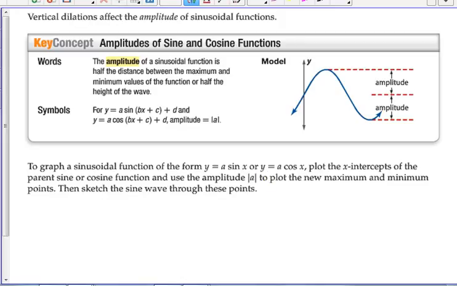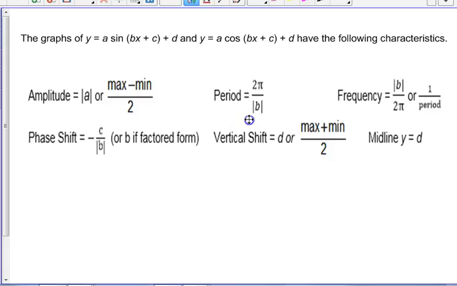All right, now I talked about the word amplitude. The definition of amplitude is half the distance between the maximum and the minimum, or as it's written on your sheet here, it's max minus min divided by 2. Will you please remind yourself this means it's always positive?